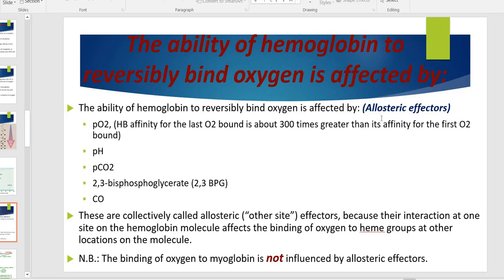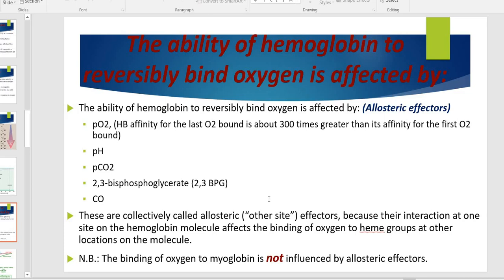What are the allosteric effectors? Allosteric effectors are factors that affect binding of the hemoglobin molecule with oxygen at a location other than the active site, other than the heme group. This is the meaning of allosteric.